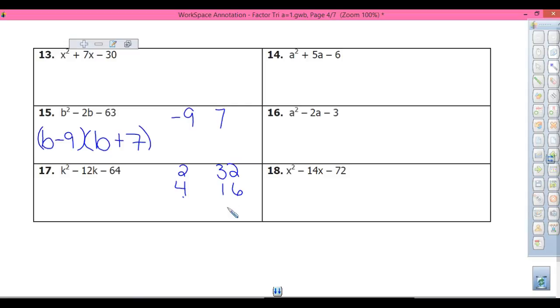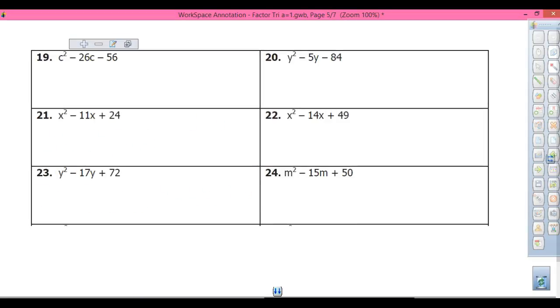Okay? Now to get to a negative 12, which one has to be negative? It's got to be negative 16, yep. So I know I'm going to use these. So if I use those two, my factors are going to be k minus 16 and k plus 4, yep. Okay, not so bad, right? So far, so good? All right.